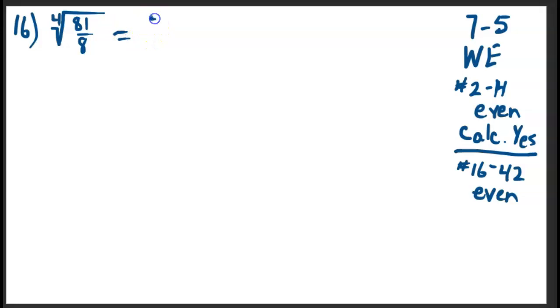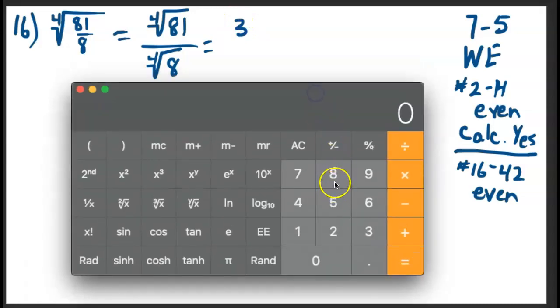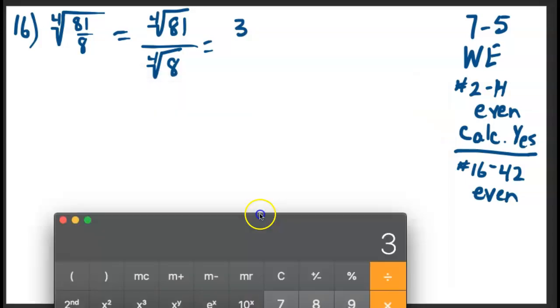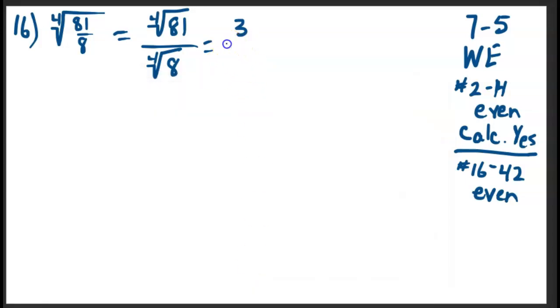First thing is, go ahead and separate this into its parts like this. The 4th root of 81 turns out to be 3. We can check it on our calculator if we're not sure. I can do 81, y root of x, and put a 4, equals 3. Now the 4th root of 8, I have no idea what that is.